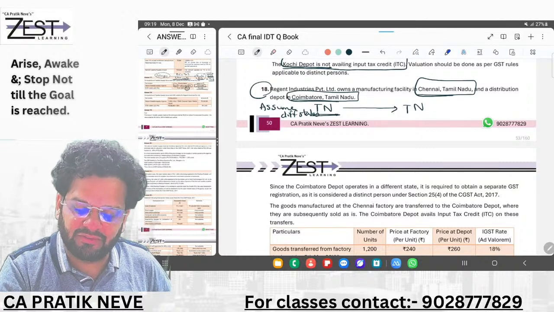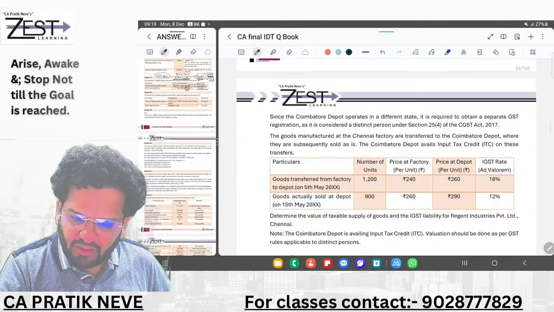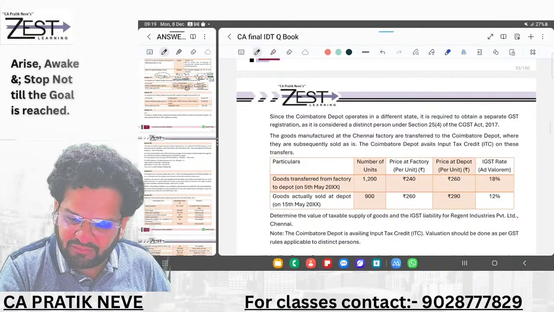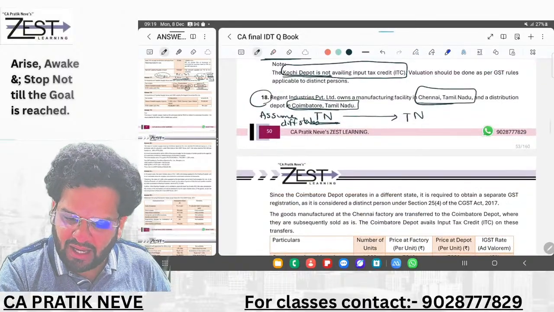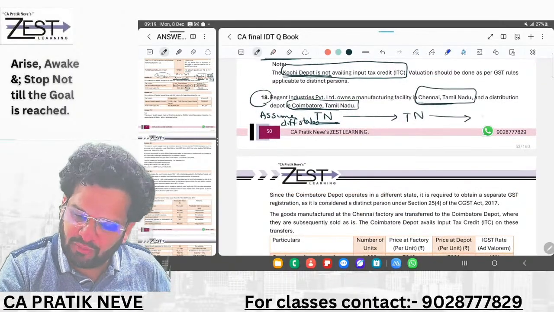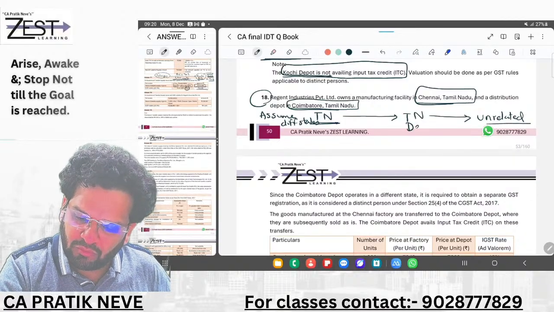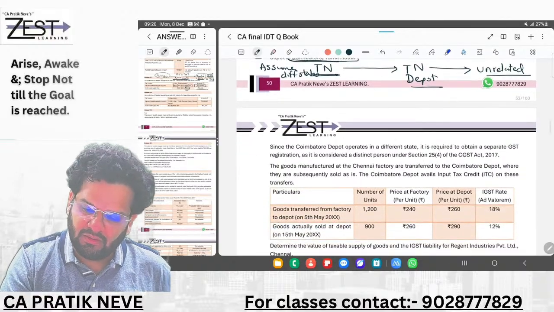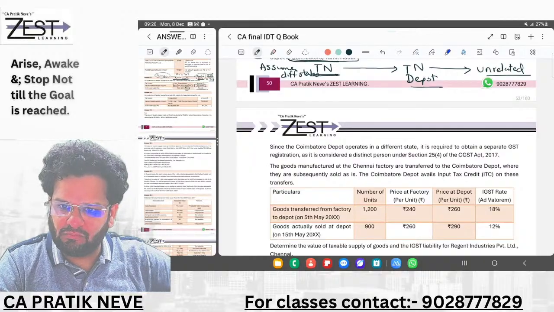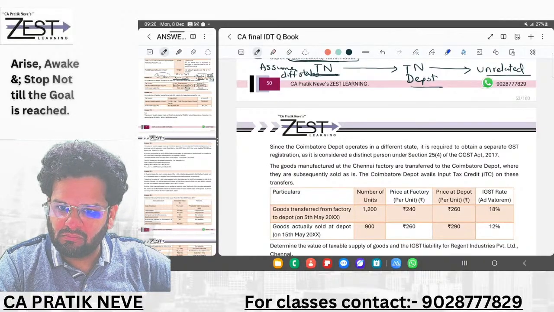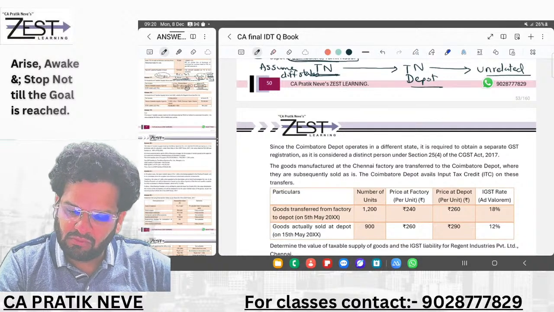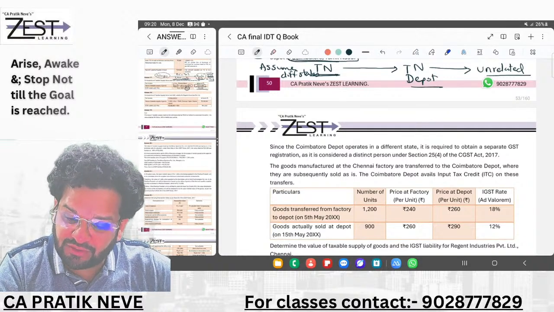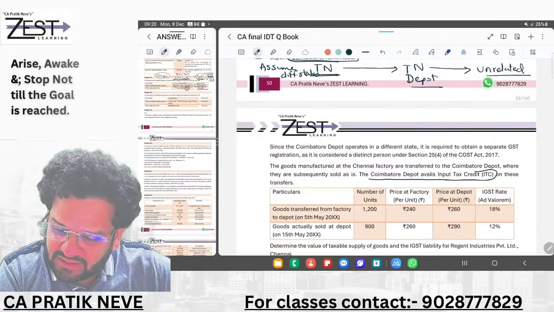Please assume different state. Goods manufactured at Chennai factory are transferred to Coimbatore depot, where they are subsequently sold as is. So from here they are sold to unrelated party from the depot. The Coimbatore depot avails ITC on this transfers. Friends, Coimbatore depot avails ITC.